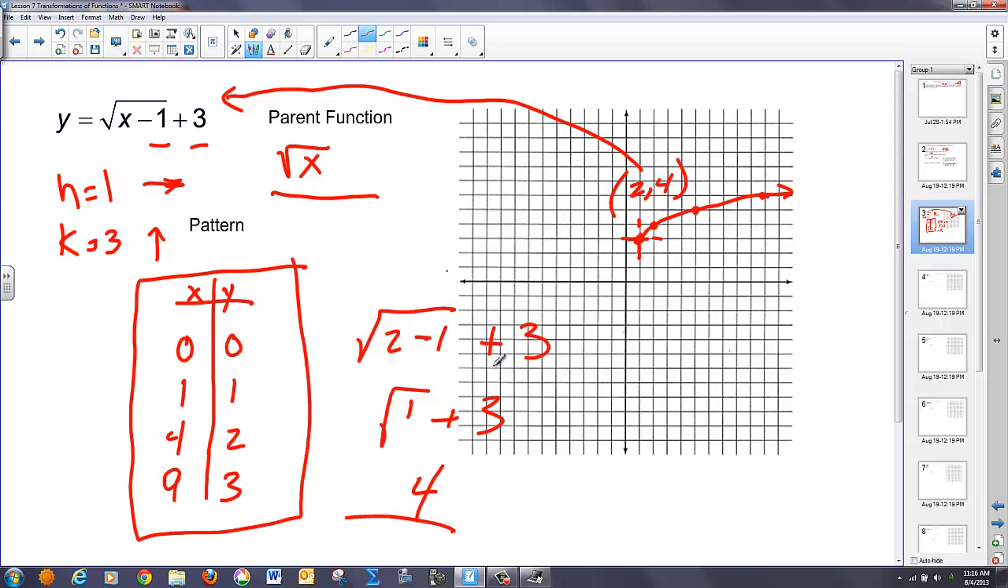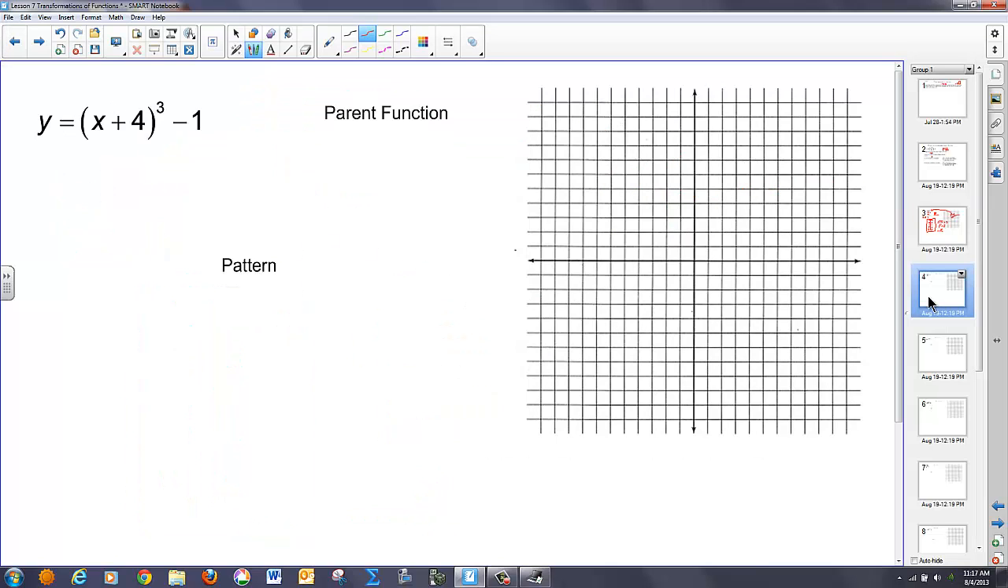Now I prefer to use this method rather than just plugging and chugging general points. You can do what you want to do, but I think this is going to be most effective in the long run, especially as I get more transformations within the problem itself. It's going to require a lot less work too. So let's move to another example.